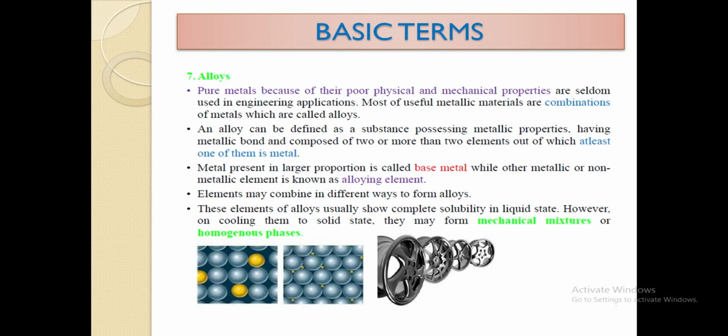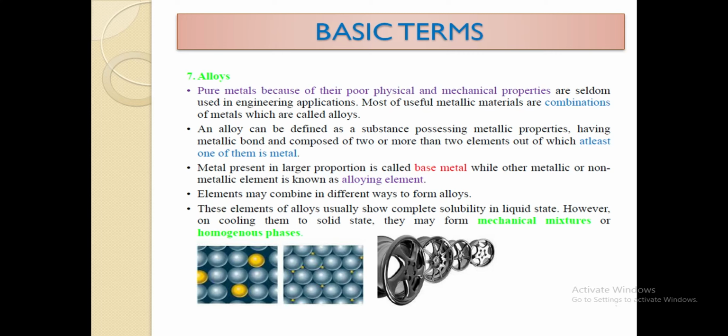Alloys. Pure metals, because of their poor physical and mechanical properties, are seldom used in engineering applications. Most useful metallic materials are combinations of metals which are called alloys. An alloy can be defined as a substance possessing metallic properties, having metallic bond and composed of two or more elements, out of which at least one of them is metal.